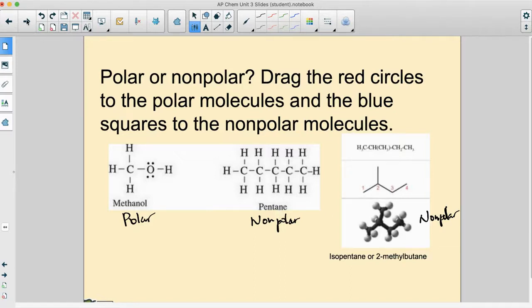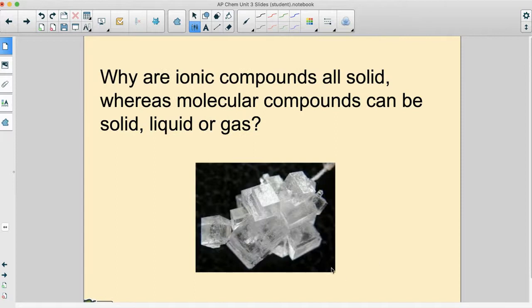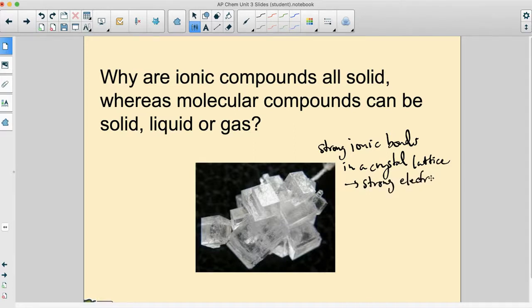These are organic names, but that's just for your edification. All right, so why are ionic compounds all solid, whereas molecular compounds can be solid, liquid, or gas? Basically, the solidness of ionic compounds comes from the strong ionic bond in a crystal lattice. So we have lots and lots, okay, like Avogadro's number of ionic bonds holding together a crystal. This strong electrostatic force, because we have actual charges here, okay, is causing the ions to stick together and to solidify the compound into a solid.